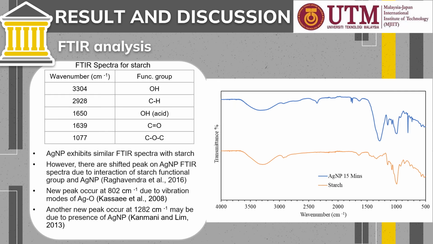So for the FTIR analysis, the FTIR is conducted on 2 materials. The first one is starch and the next one is the synthesized silver nanoparticle. From the starch, we can observe wave number peaks relating to the functional groups existing within the starch. The silver nanoparticle exhibits a similar FTIR spectrum to starch. However, the silver nanoparticle FTIR spectrum has a shifted peak. This might be related to the interaction of the starch functional groups and the silver nanoparticle. There is also a new peak at 802 per centimeter due to the vibration mode of the silver and oxygen bond. And another new peak occurs at 1282 per centimeter. That might be due to the presence of silver nanoparticles.